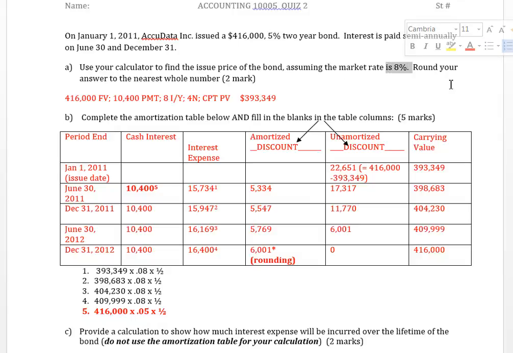Market rate is 8%. Now we know that because the market is 8%, investments of similar risk are paying 8% in the marketplace in general. Your bond's only paying 5%. So that means two things to us. Number one, we shouldn't expect to get proceeds equal to or greater than the face value. The investor is only going to give us enough so that they can notionally recognize an 8% return. So by calculating the issue price, we would expect those proceeds to be less than $416,000.